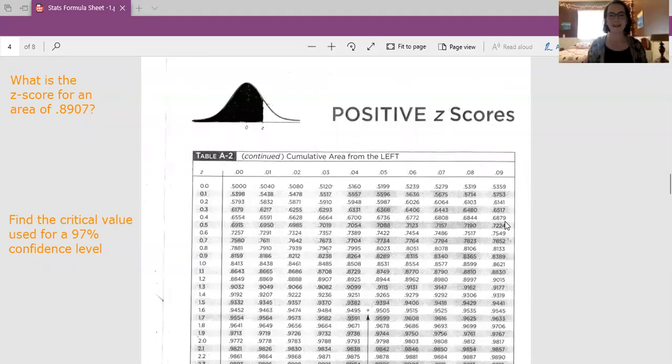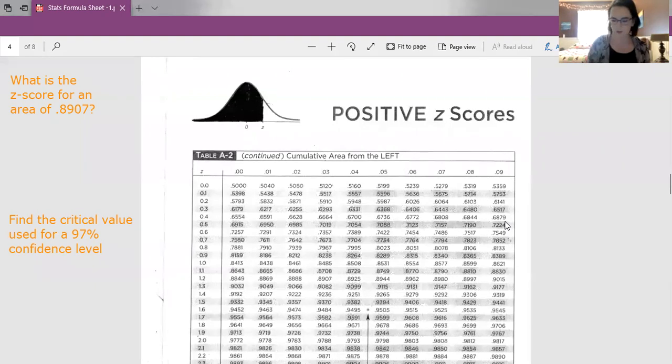Okay, welcome back. These videos are a part of supplemental instruction and are meant for quick review. Today we're going over the z-score table again, but we're going to go over how to find a z-score from an area. So the first thing we're going to look at is this top question up here.